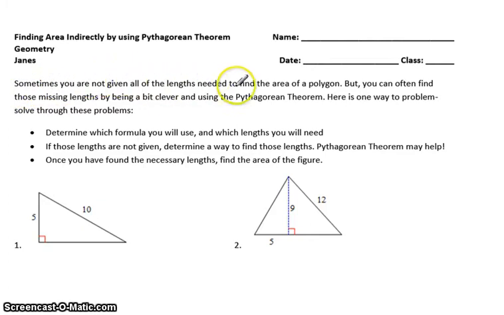Sometimes you are not given all the lengths needed to find the area of a polygon, but you can often find those missing lengths by being a bit clever and using the Pythagorean theorem. Here's one way to problem solve through these problems.